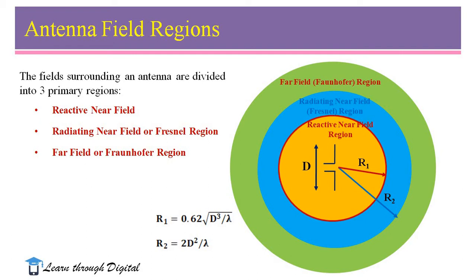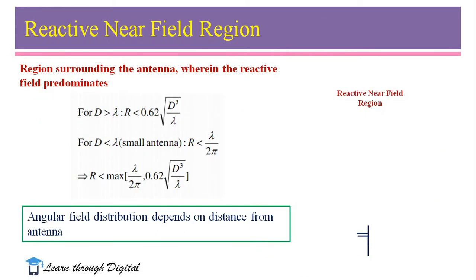Generally, we consider boundaries which are used to separate the regions. These boundaries are not unique. They vary with respect to the dimensions of an antenna and the operating frequency. First, let us see the reactive near field region.